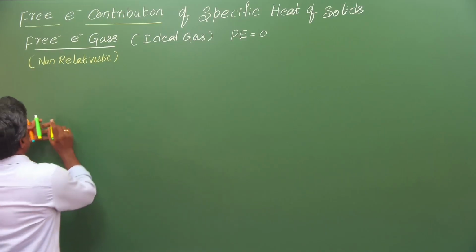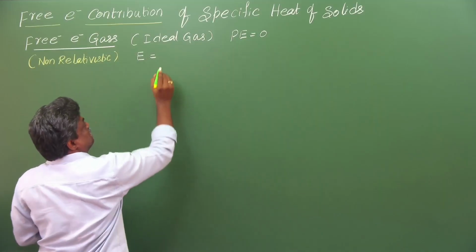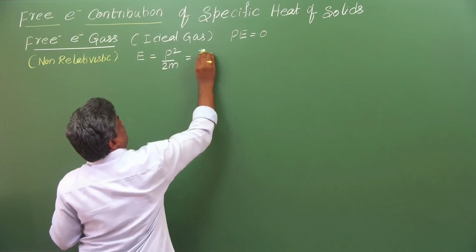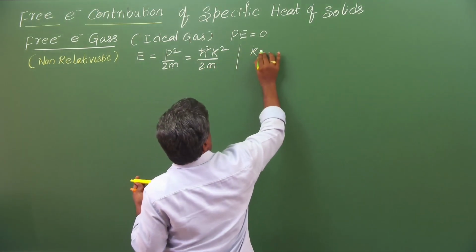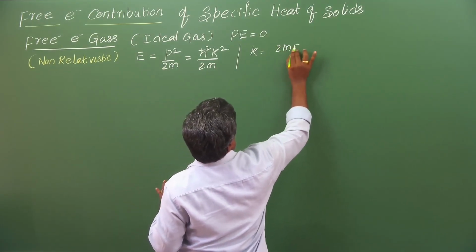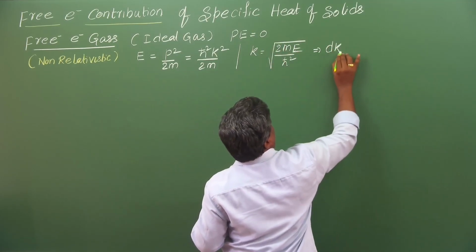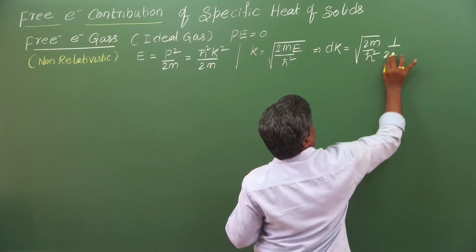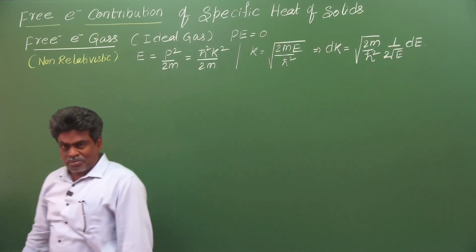Listen carefully. The non-relativistic case means, everybody knows, the energy has no potential energy, only kinetic energy: E equals h cross square k square by 2m. Already we have derived all these things, but now we are doing it very fast. So k equals under root 2mE by h cross square. That implies you have to know one more thing, dk, that is under root 2m by h cross square, 1 by 2 root E dE. Super. So all these things you must remember.